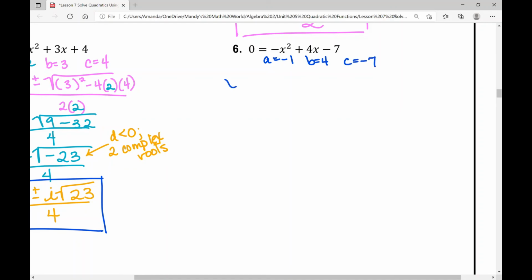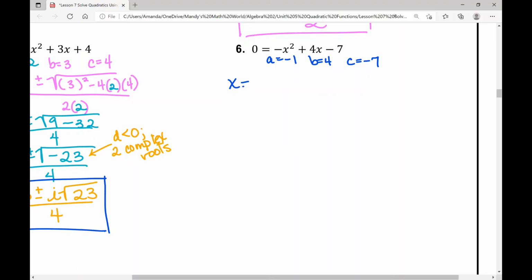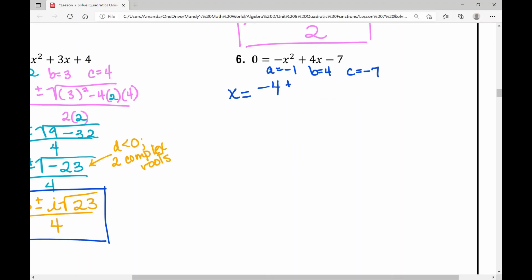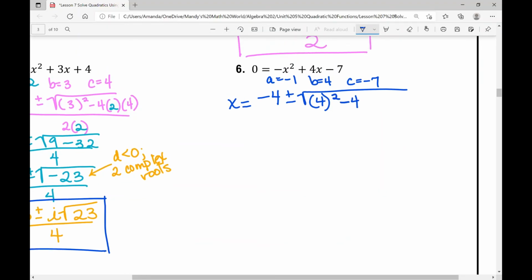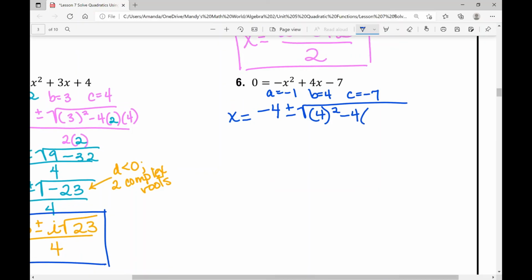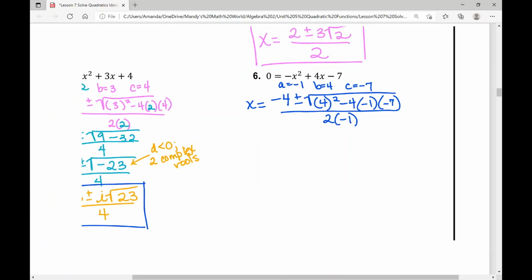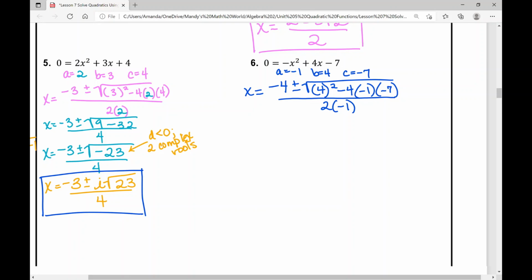And now we're going to plug these values into our quadratic formula. So x equals the opposite of b plus or minus the square root of b squared minus 4ac, all over 2a. And 2 times negative 1.